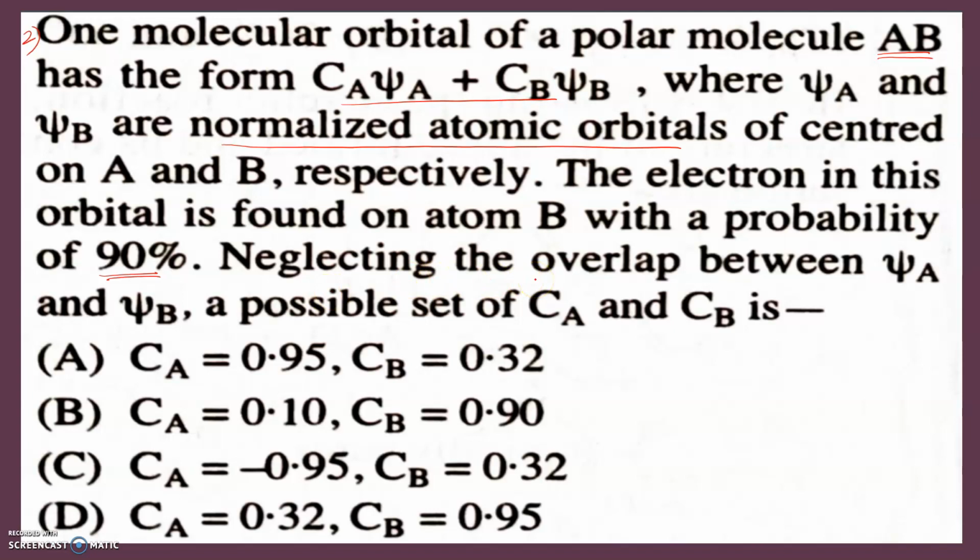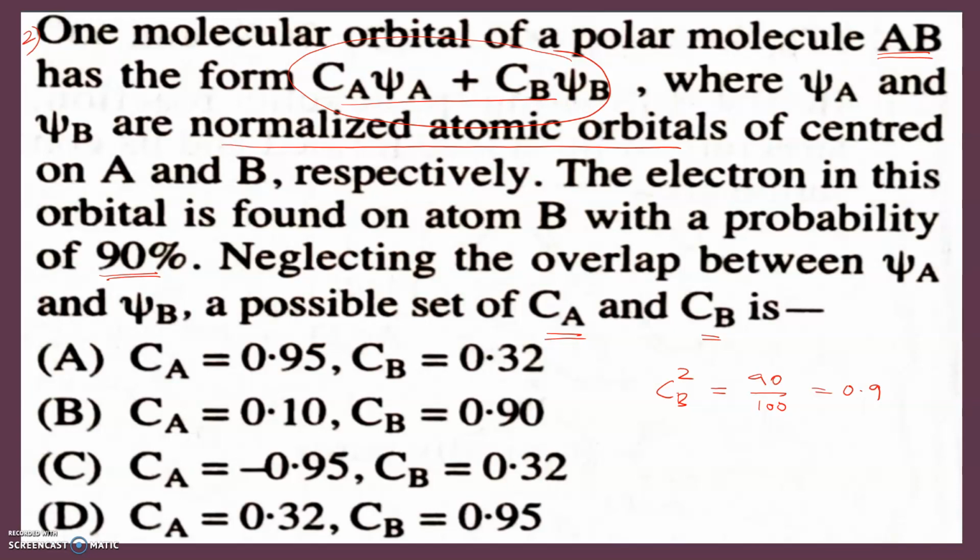Neglecting the overlap between psi A and psi B, a possible set of Ca and Cb is, suppose there is no overlap between them, then what is the possible value of Ca and Cb? It is very easy now. Listen, in this orbital, the electron is present with 90% probability on atom B. So for atom B, the coefficient is Cb. Cb square is supposed to be equal to 90%. 90% means 90 by 100, so this is 0.9.